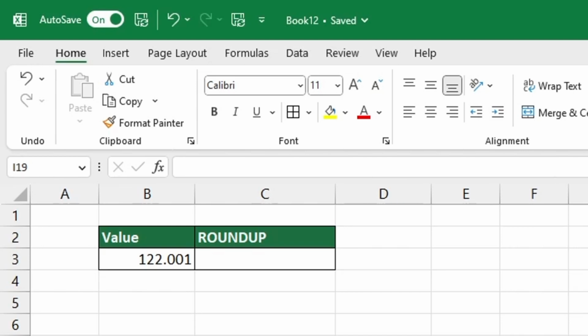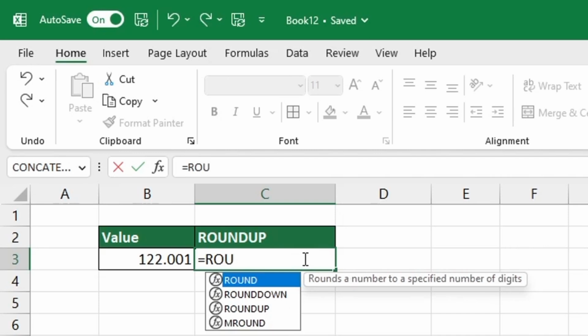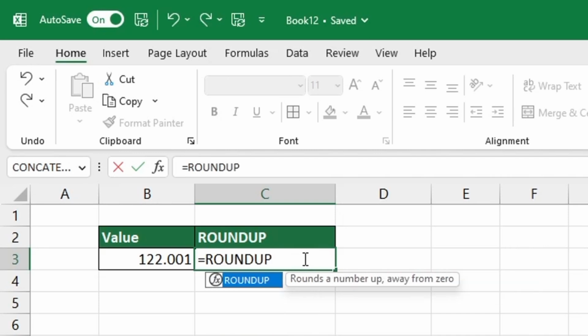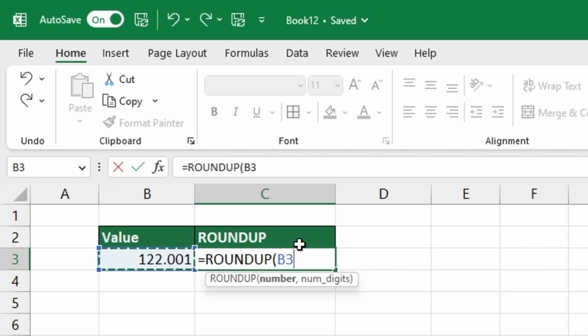Let's round up the values in column B to various numbers of decimal places, or to make them whole numbers. Click on cell C3, then type in the equal sign, followed by the ROUNDUP function. Next, begin with an opening bracket and include two items. Select cell B3, which contains the number we wish to round up. Enter a comma and type in the second value, specifying the number of decimal places desired in the result. To round up to one decimal place, type 1, close the parentheses, then press Enter.